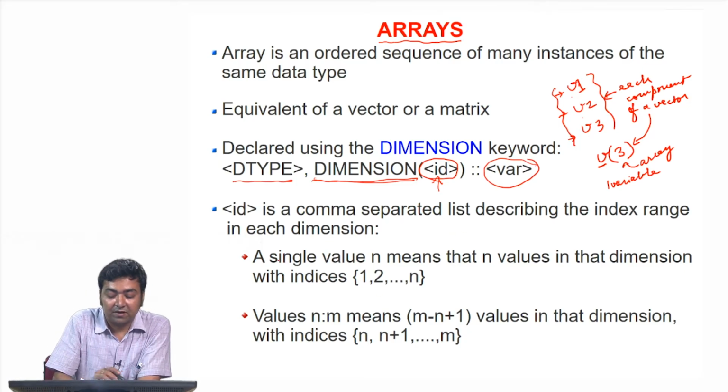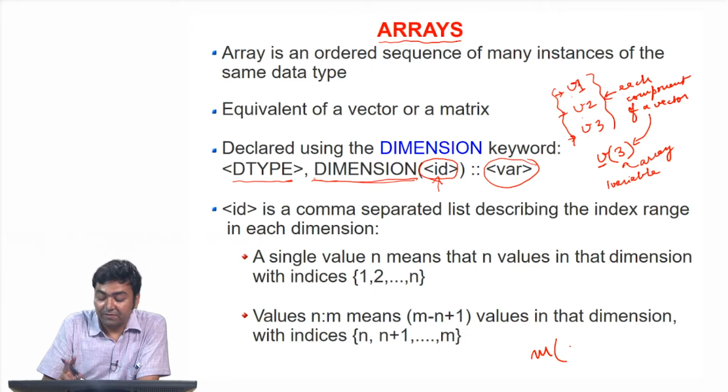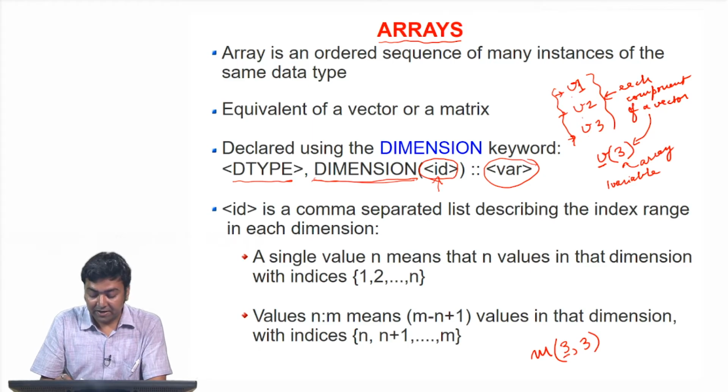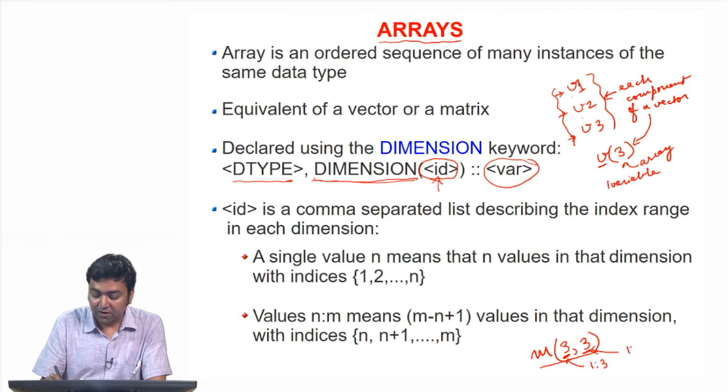What I mean to say is, suppose I want to store a 3 cross 3 matrix. I define the matrix by M. The way I will declare that array is M(3,3). What it means is that along one direction I have 3 elements and along the other direction I have 3 elements. If I write it this way, the code will assume that the counter goes 1, 2, 3, and similarly for the other index it will also go 1, 2, 3.